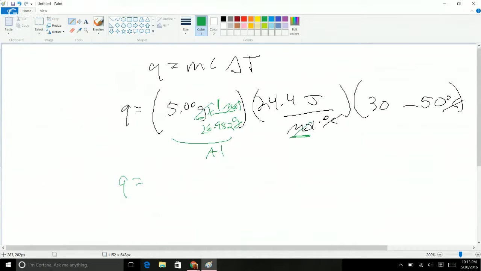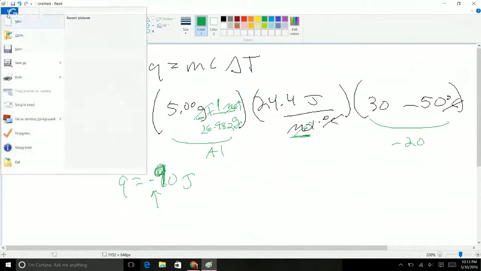So now I can put it in my calculator, and I happen to get 90 joules. It'll be a negative 90 when you put it in your calculator, because 30 minus 50 is negative 20. But the question is saying how much energy is released. Released is the negative value, so the amount of energy released, you'd say 90 joules is released. Or if you wanted to say my energy is negative 90, I'm saying the same kind of thing.